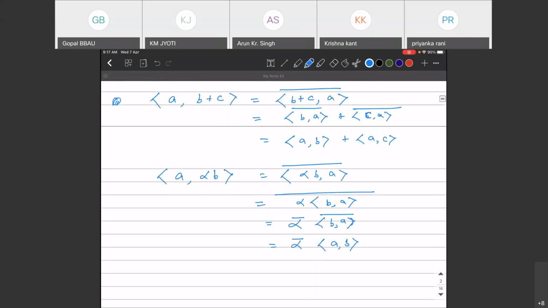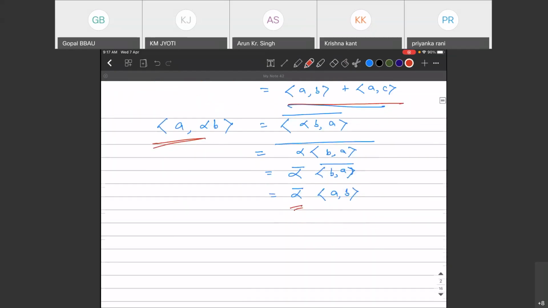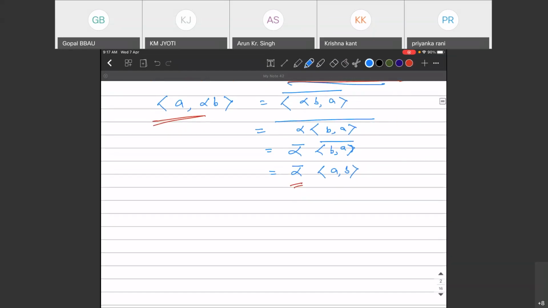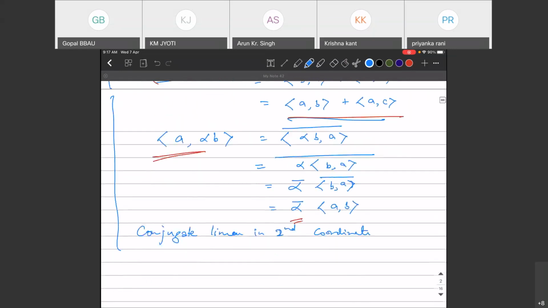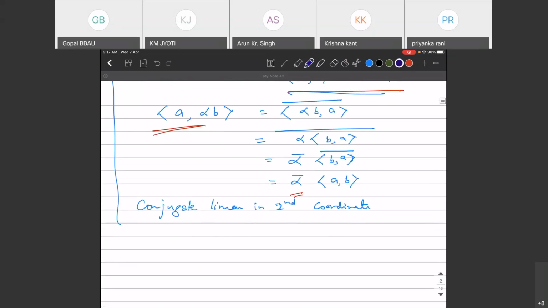linear in the second coordinate. So here it was okay, but in this part you are getting alpha bar times A comma B. So this means it is not linear, but it is conjugate linear in the second coordinate. So this is by definition of inner product. The inner product is conjugate linear in the second coordinate.